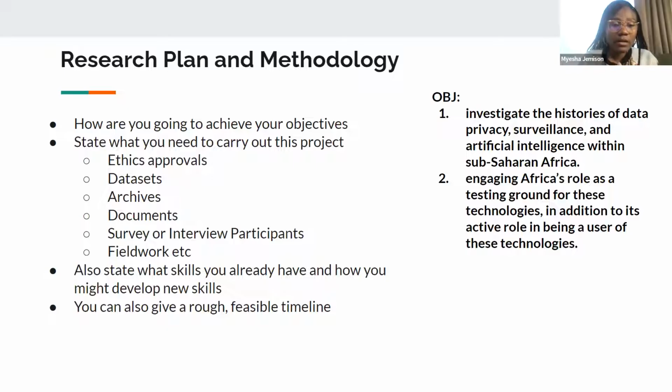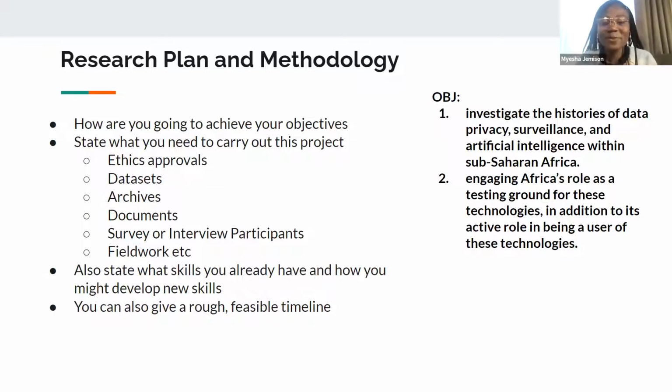And so on the right, it's just the objectives restated. But on the left, we'll think about questions that are important to consider, or aspects that are important to consider for the research plan and the methodology. So for the research plan, how are you going to achieve your objectives?